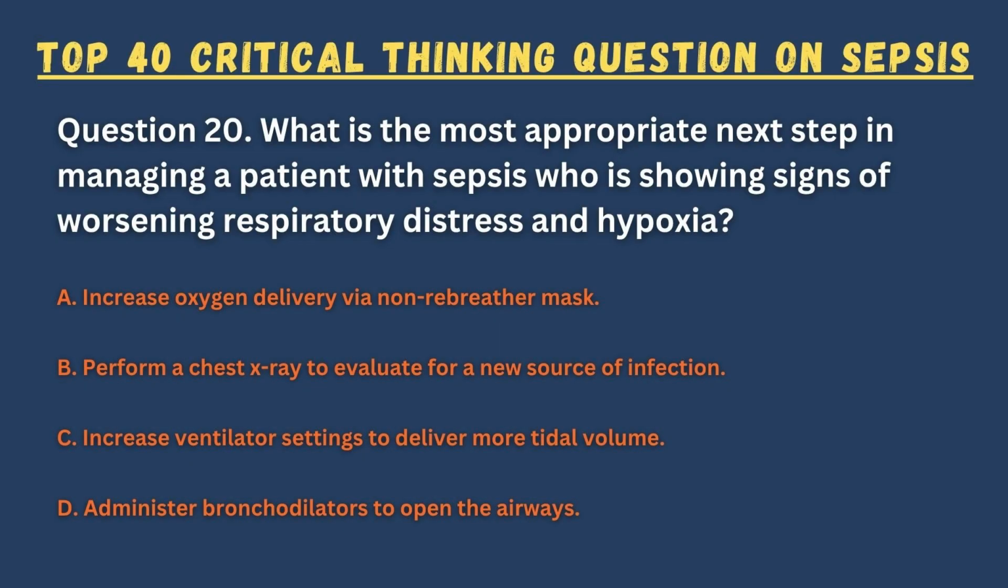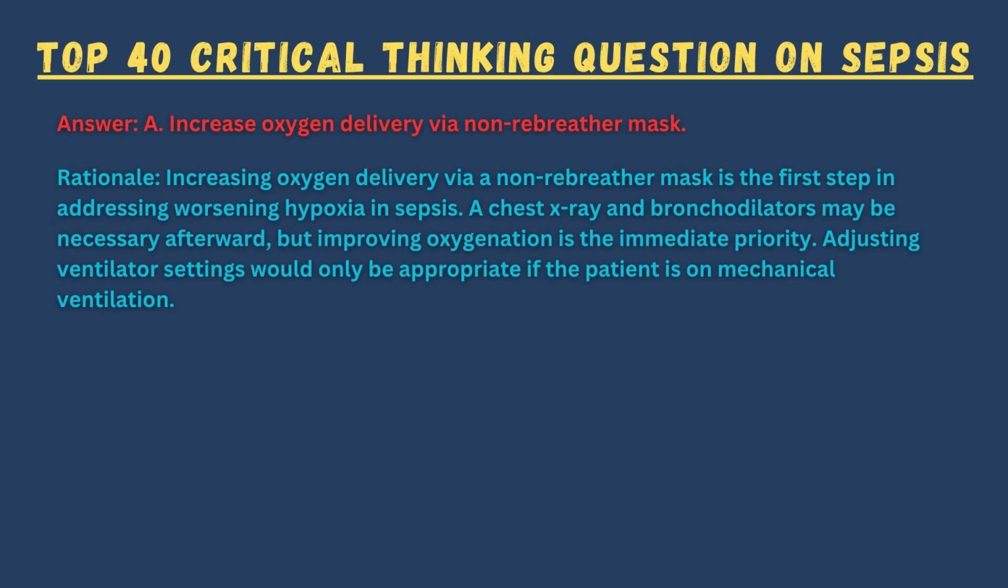Question 20. What is the most appropriate next step in managing a patient with sepsis who is showing signs of worsening respiratory distress and hypoxia? A. Increase oxygen delivery via non-rebreather mask. B. Perform a chest X-ray to evaluate for a new source of infection. C. Increase ventilator settings to deliver more tidal volume. D. Administer bronchodilators to open the airways. Answer: A. Increase oxygen delivery via non-rebreather mask.